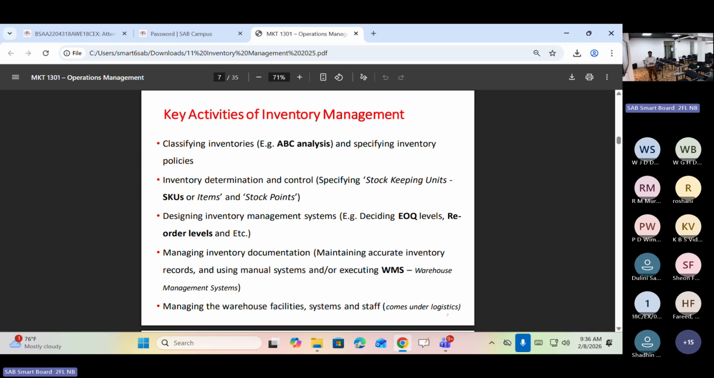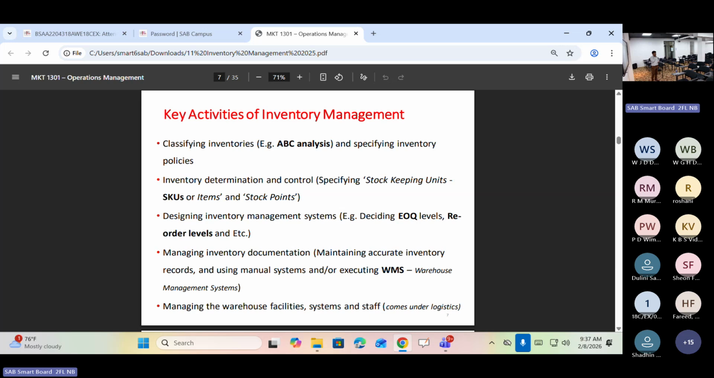Then, of course, physically managing inventories with the use of facilities, systems, and staff like warehouses, inventory managers, support staff, and systems for that. Also coming under inventory management as a key activity of inventory management. So those are the common and most important inventory management related activities that we can identify in businesses.